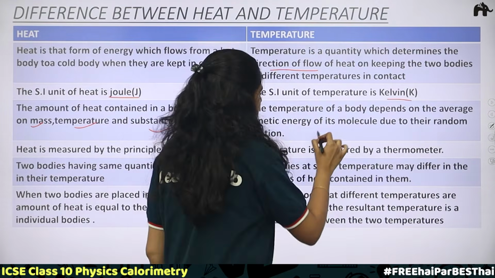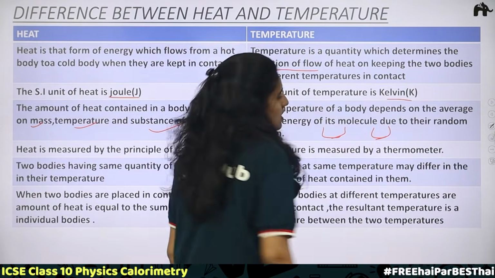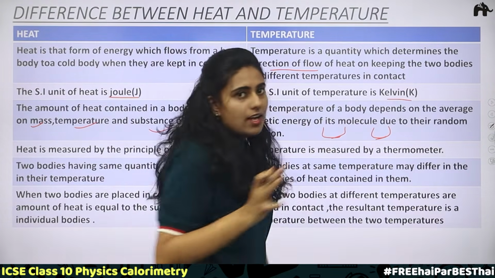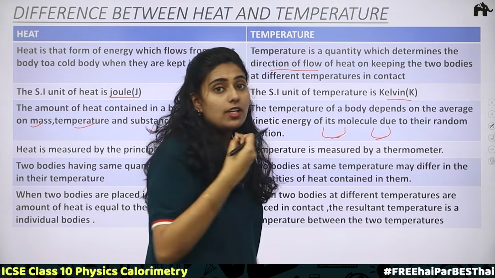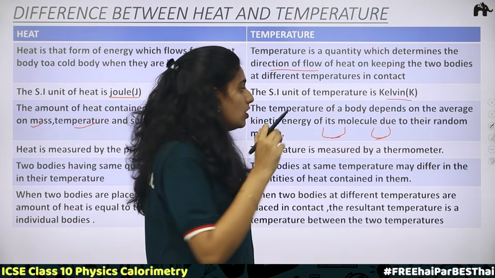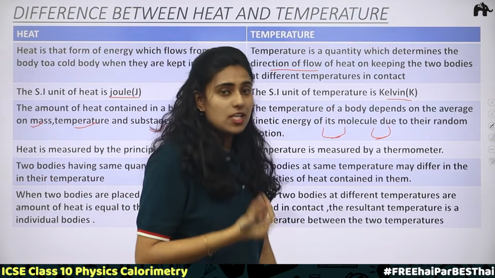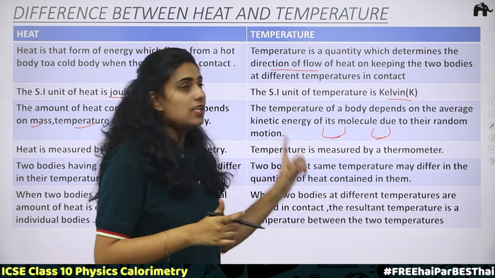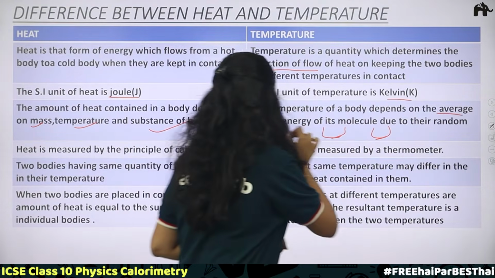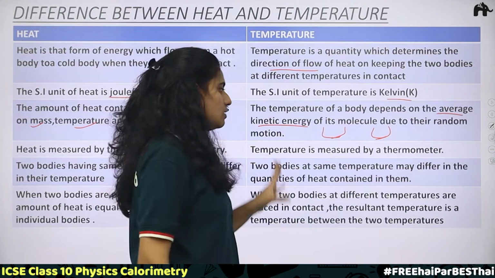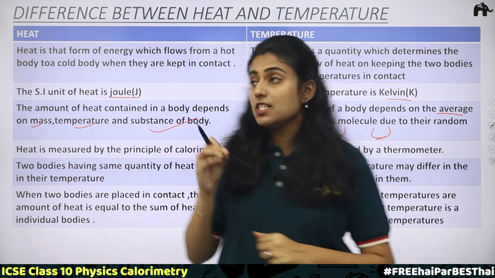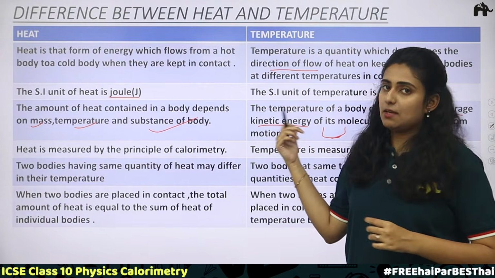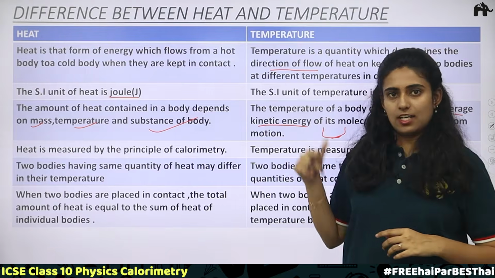We know that in a substance there are molecules. These molecules will be in random motion. Moving molecules will have kinetic energy. So in order to find the factor on which temperature depends, you need to take the average of the kinetic energies. The temperature of a body depends on the average kinetic energy of its molecules due to random motion. These molecules are in random motion, and these moving molecules have kinetic energy. When you take the average of it, you get temperature. That is, the temperature depends on the average kinetic energy.